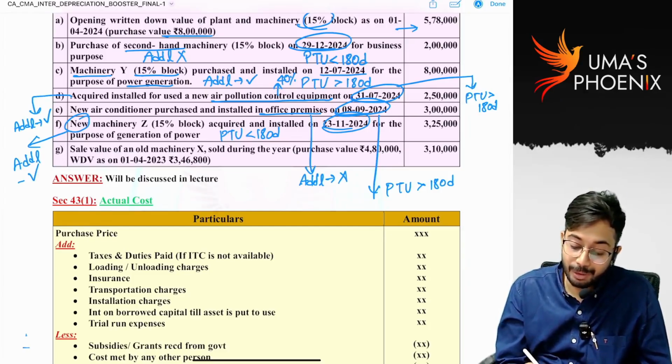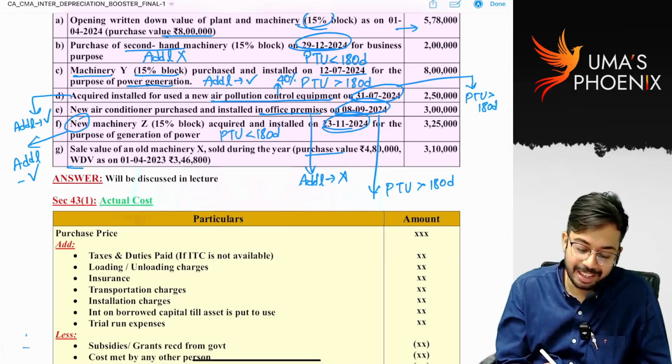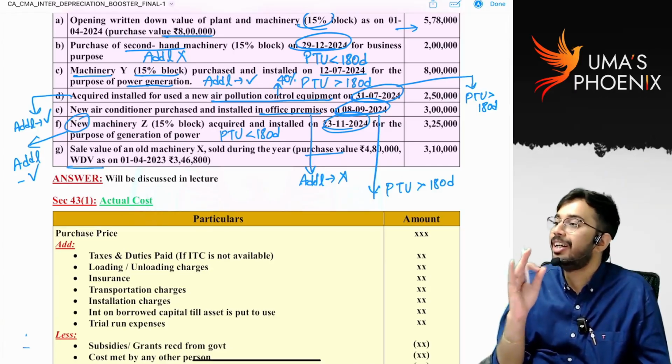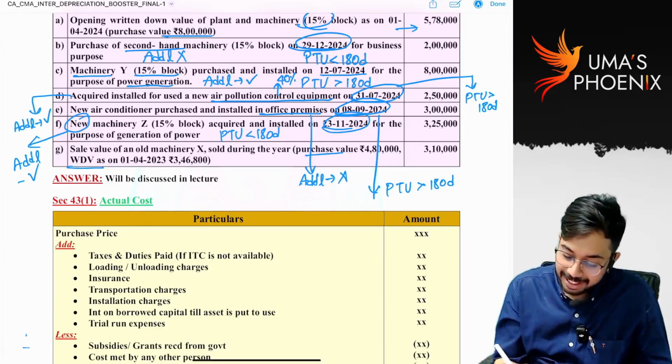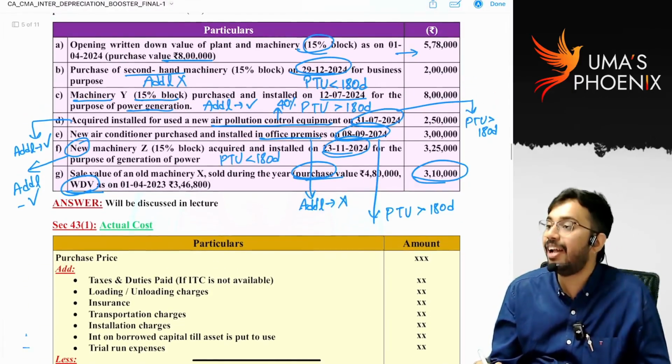Sale value of an old machinery X sold during the year, purchase value, written down value. Super. He gave the purchase value, he gave the written down value, he also gave the sale value.